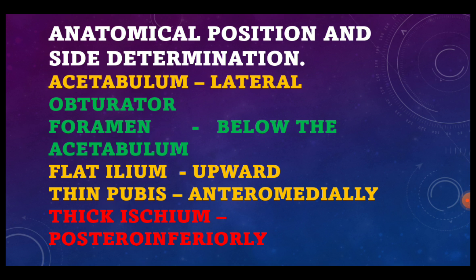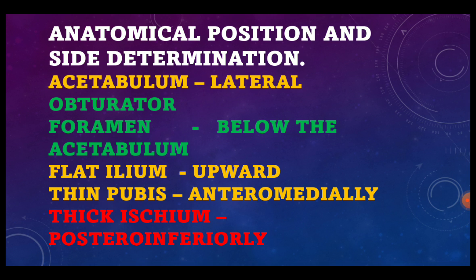Next, continuing with the anatomical position and side determination. You should hold the hip bone in such a way that acetabulum should be lateral, where the femur articulates, that portion that is called the acetabulum. Obturator foramen should be below the acetabulum. And the flat ilium should be upward, and thin pubis should be anteromedial, and thick ischium should be posterior inferior. These are the points that should be remembered while holding the bone in anatomical position.